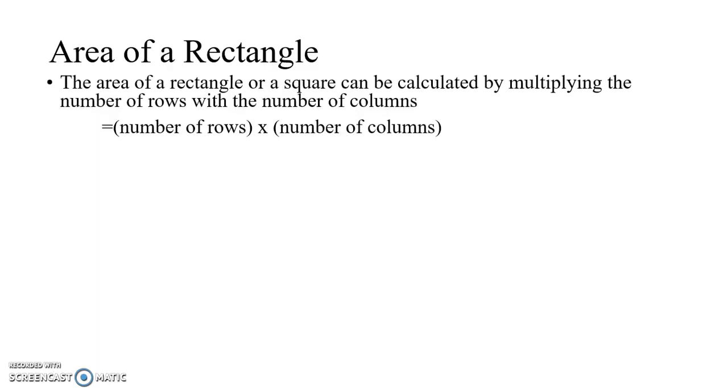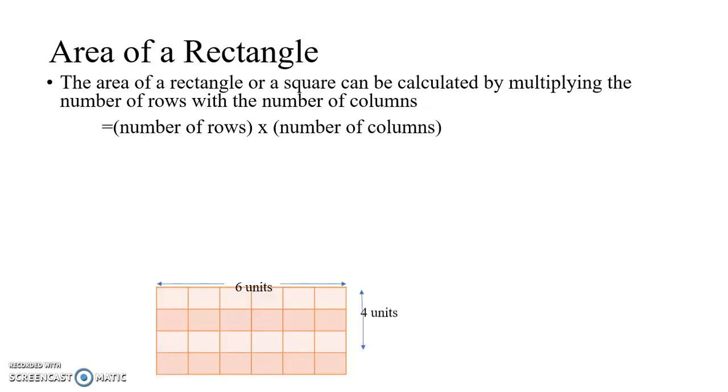How do we find the area of a rectangle? The area of a rectangle or a square can be calculated by multiplying the number of rows with the number of columns. This equals the number of rows multiplied by the number of columns.